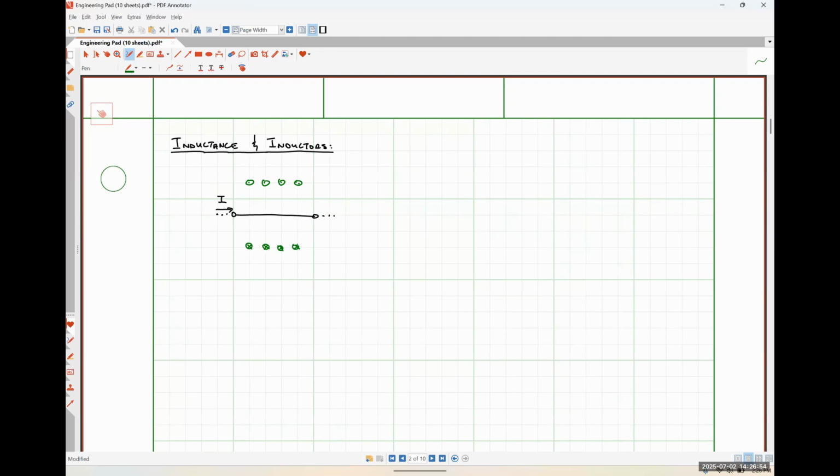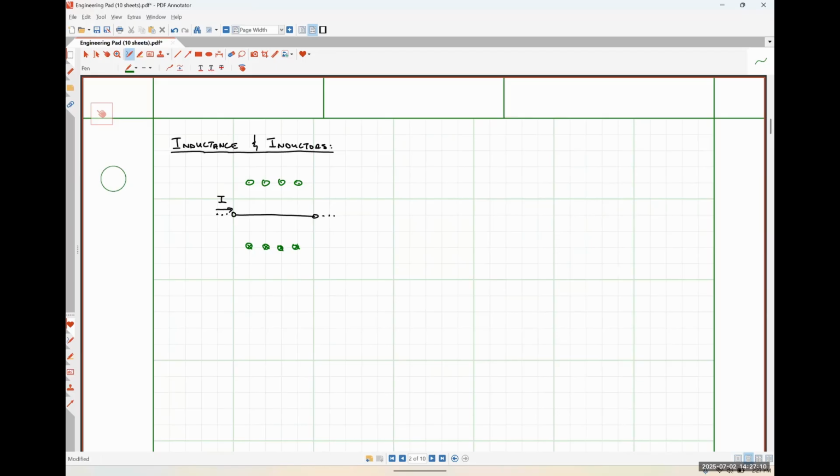Magnetic field lines form closed loops. They have to. There is no such thing as a magnetic monopole. We only have magnetic dipoles, and that means that those loops have to be closed. Okay.